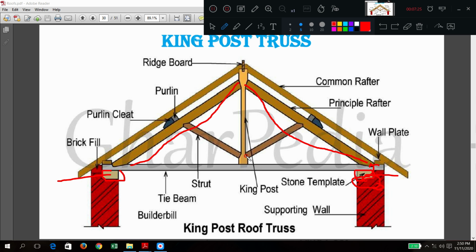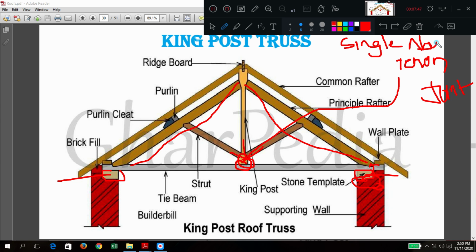And there is one connection. What is that connection? This joint is there, no? Where king post is there, strut is there, and there is a tie beam. This connection is called tenon joint. Full name is single abutment tenon joint. Okay, name of the joint.